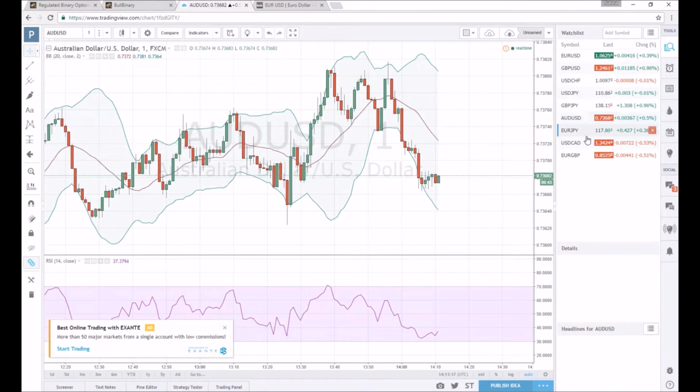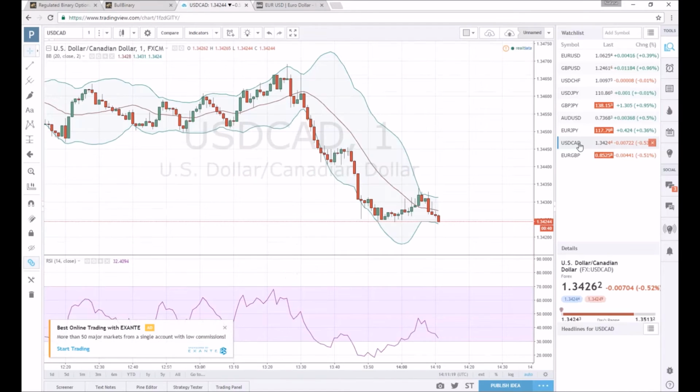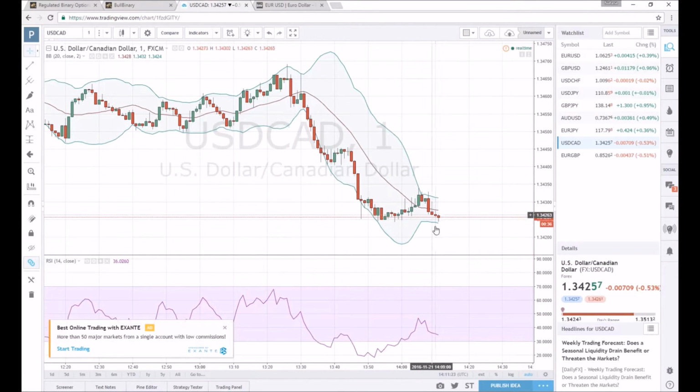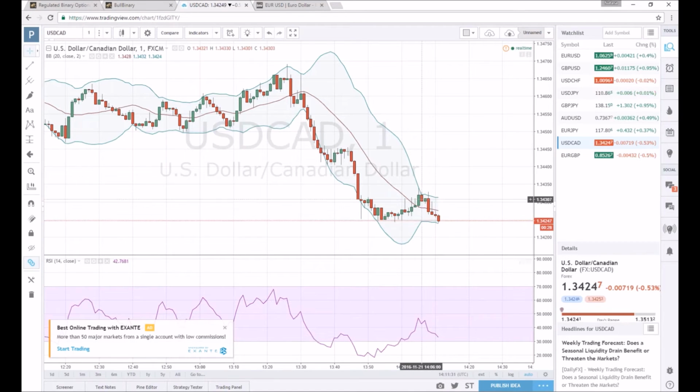So AUD JPY, Euro JPY, USD CAD. USD CAD is offering us a fantastic entry point very shortly. Of course, guys, we want to combine our Bollinger Band with our RSI. Of course, if the breakout is much larger and the candlestick comes right through like this, then we can simply just take the trade without being in an overbought or oversold position.